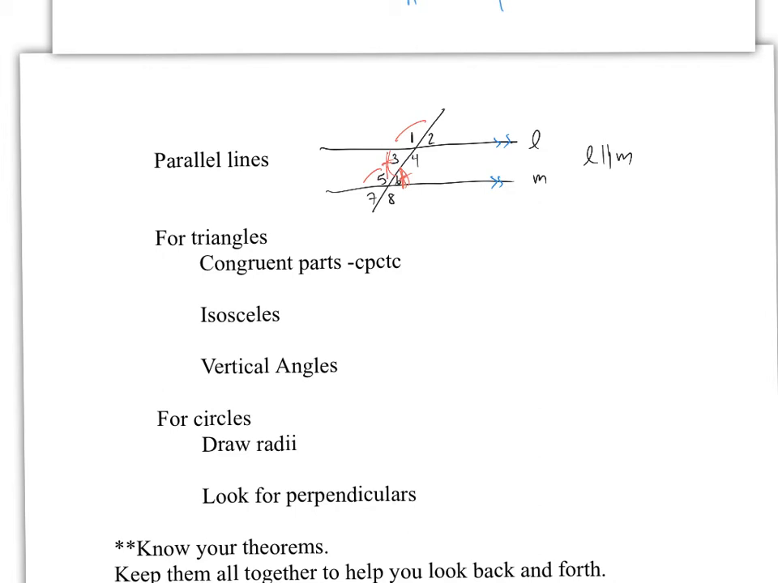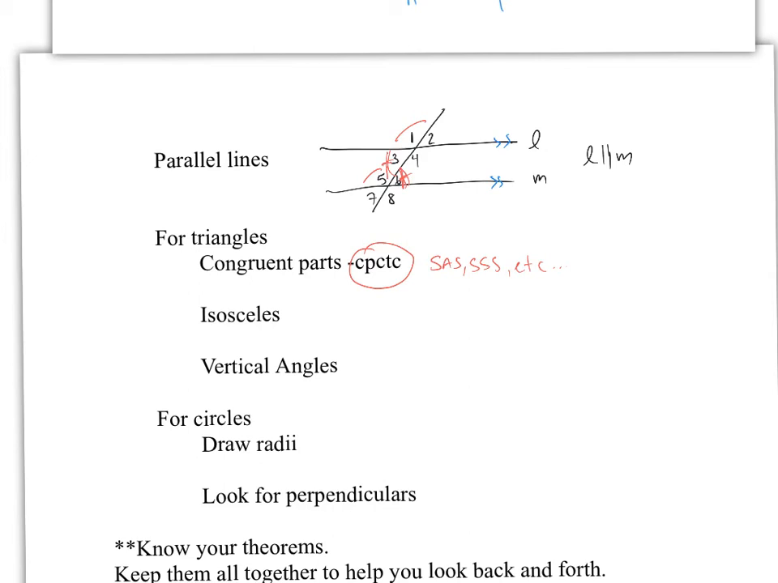For triangles, we kind of talked a little bit above about triangles. This is a biggie, CPCTC, so you're trying to prove the triangles congruent, and then all their corresponding parts will be congruent. Later in the course, we're going to learn side angle side, side side side, etc. And those are things that we will look for to try to prove triangles congruent.